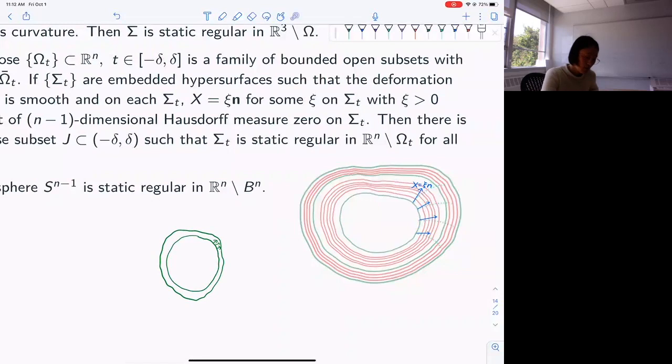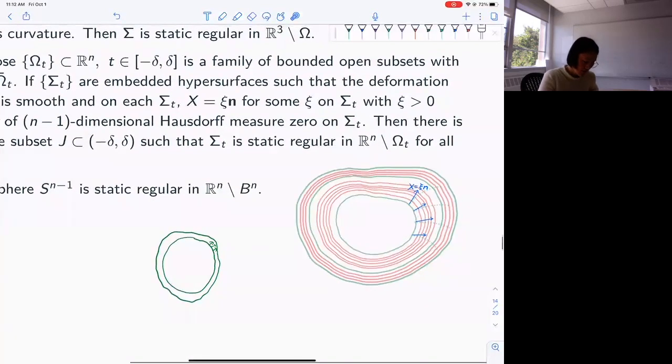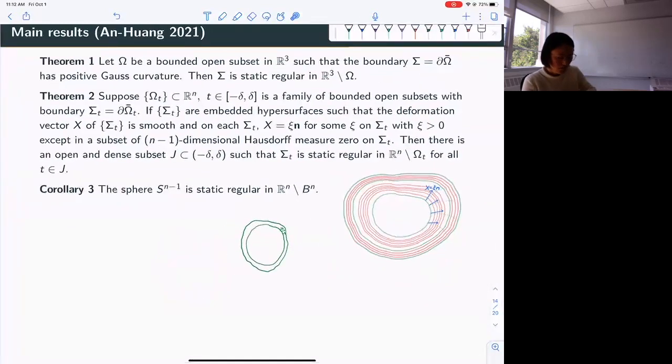Okay, so that's the open and dense result for static regular surfaces. And based on Theorem 2, we can derive this corollary, which tells us that the n-1 sphere in R^n is static regular. This actually generalizes the result from Anderson and Miao, where they proved that S^2, a sphere, is static regular. Okay, so that's our result for static regular surfaces in R^n.